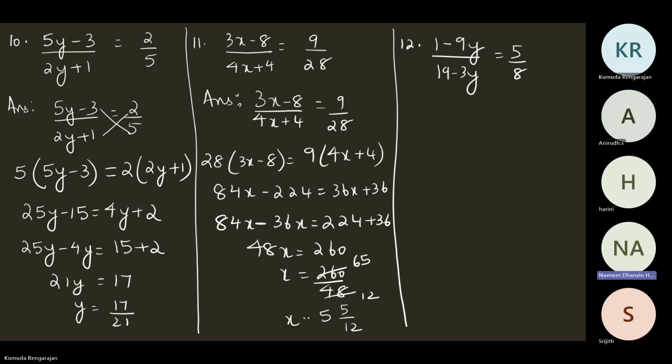Ma'am, we can just leave it like 65 by 12, no? No need to convert it to a mixed fraction, or is it mandatory? Yeah, improper fractions must be written as mixed fractions. Always change improper fractions to mixed fractions.